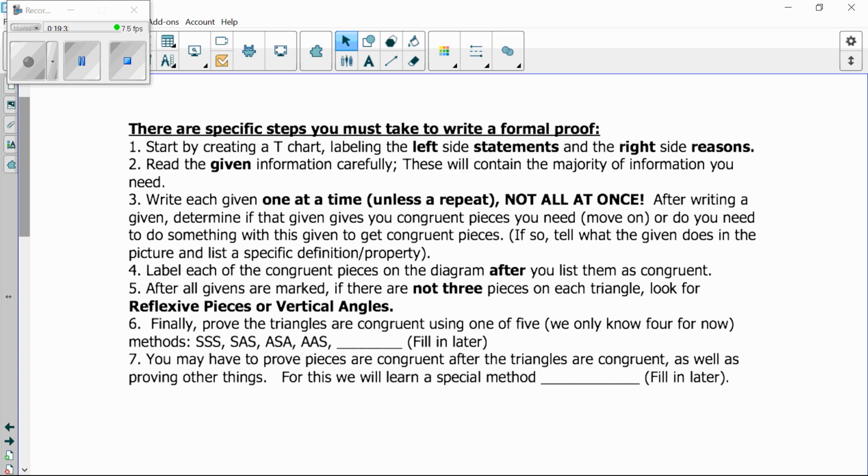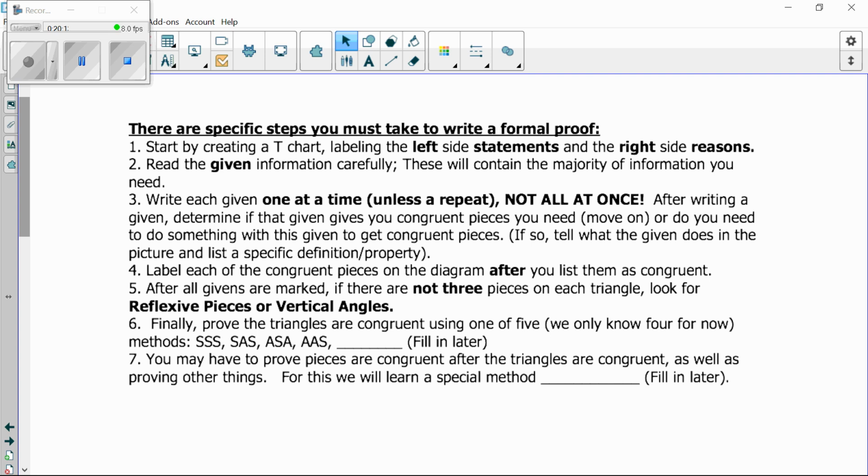Now, after we write them down one at a time, each time you write one down, you need to look at it and say, did that give me two congruent pieces? And what I mean by that, it should say angle A is congruent to angle B. If it doesn't say angle A is congruent to angle B, then it's a no. And if it doesn't say CD is congruent to BC, then it's a no. If it doesn't give me that, then I need to describe what that given is doing in the specific diagram and write its definition as the reason.